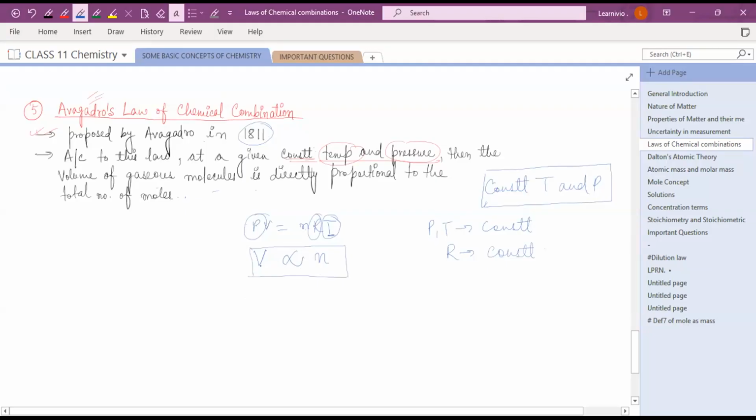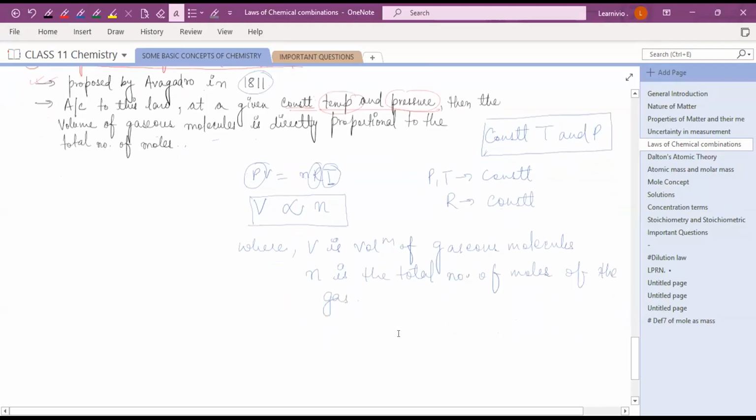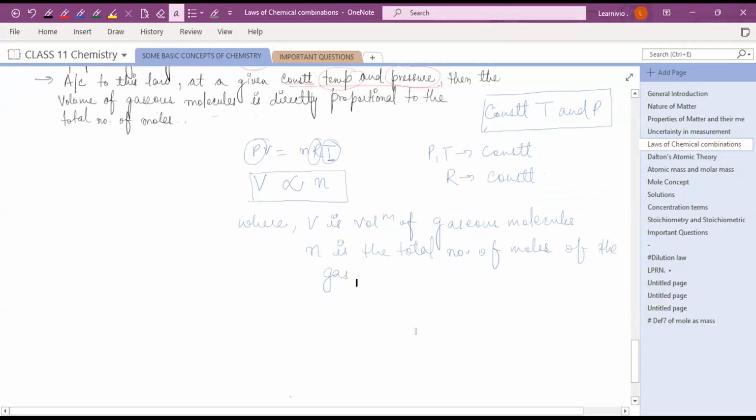Okay, so what is V over here? V is the volume of gaseous molecules, right? And n is the total number of moles of the gas. Clear? So according to this law, the volume of gaseous molecules is directly proportional to the total number of moles of the gas.